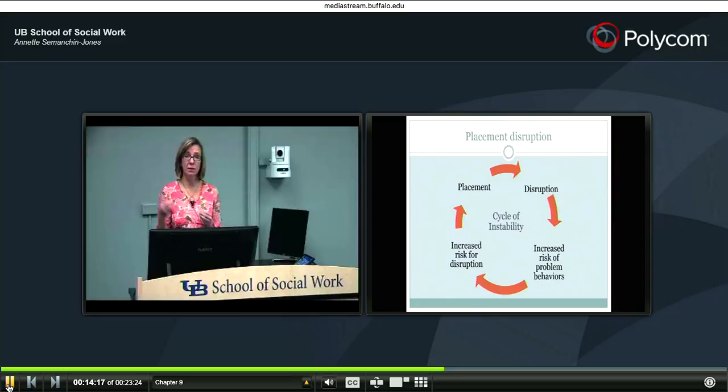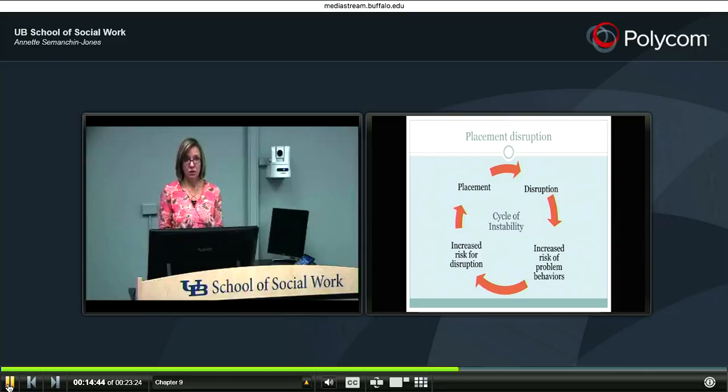So once we've removed a child from the home, have we provided them with some stability? Unfortunately, only about 40% of the states are meeting the federal benchmarks for placement stability. So that means that there is still a lot of disruption in placements, children moving from place to place, from foster home to foster home. Why is this so important?